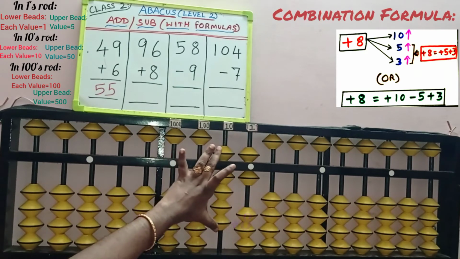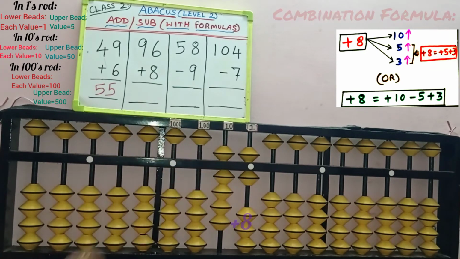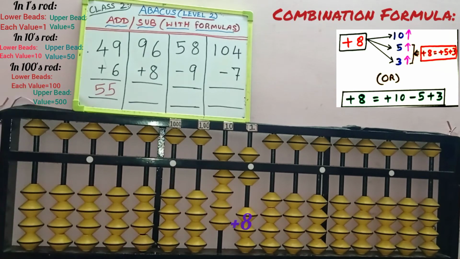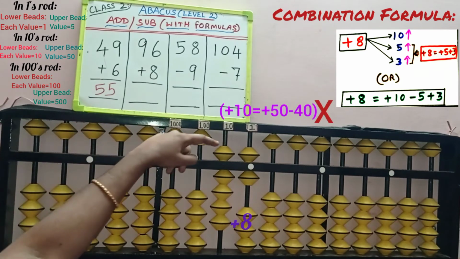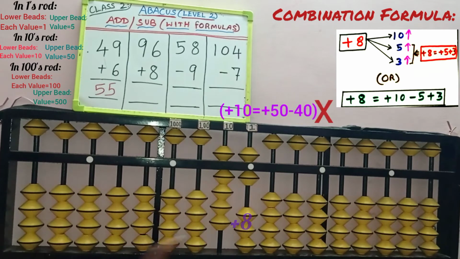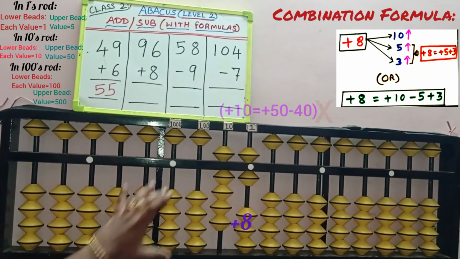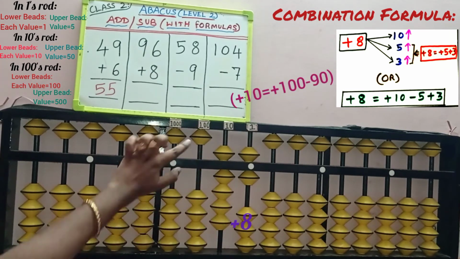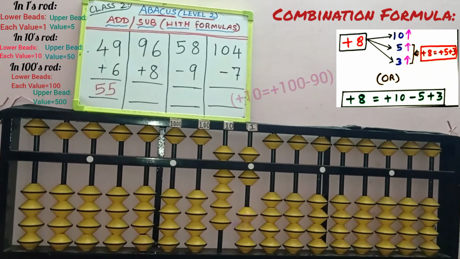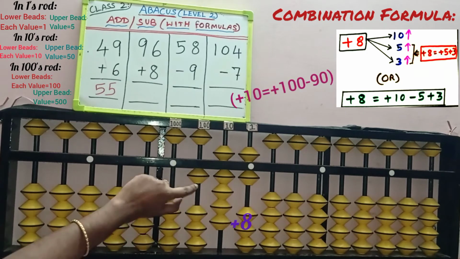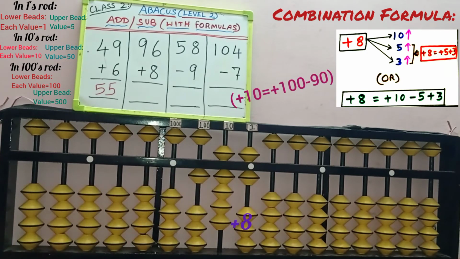But in 10 star no beads are available to add. So we cannot do 10 up here. In the previous sum we could see 5 beads in 10 star were available to add, so we did plus 50 minus 40 equal to plus 10, right? But here we cannot do plus 50 also. Move to 100 star. This is 100 star, right? In 100 star, beads are available to add. So do plus 100, because in 100 star, 1 bead means plus 100 completed, right?